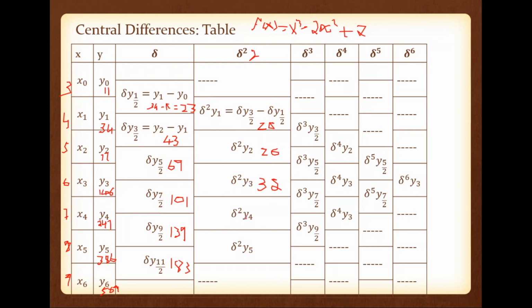Similarly, what is delta square y4? Delta square y4 is the central difference of delta y 4.5 and delta y 3.5. That is 139 minus 101. So you can see that this is 38. Okay. Similarly, what is delta square y5? Delta square y5 is 183 minus 139. So that is 44. Is it okay? So the second central difference is completed.